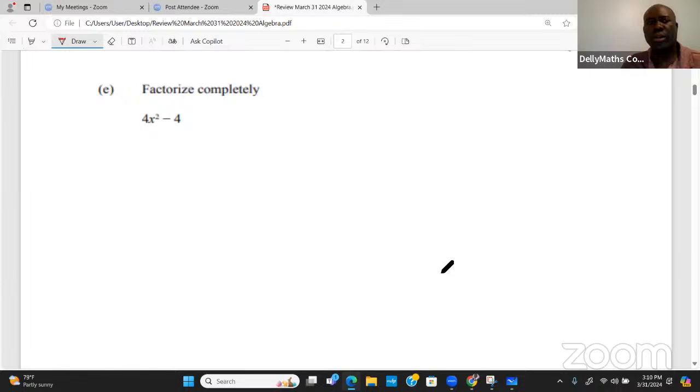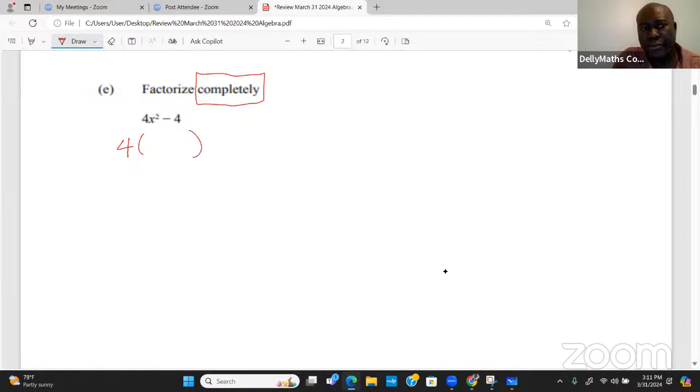All right, we want to factorize completely. And whenever we see the word completely, it simply means that when you factorize, you must ensure that you are not finding anything in common in the brackets. So the first level of factorization is always to take out the highest common factor. So in this case, the highest common factor is 4. We are noticing that 4. So you want to factorize out 4.